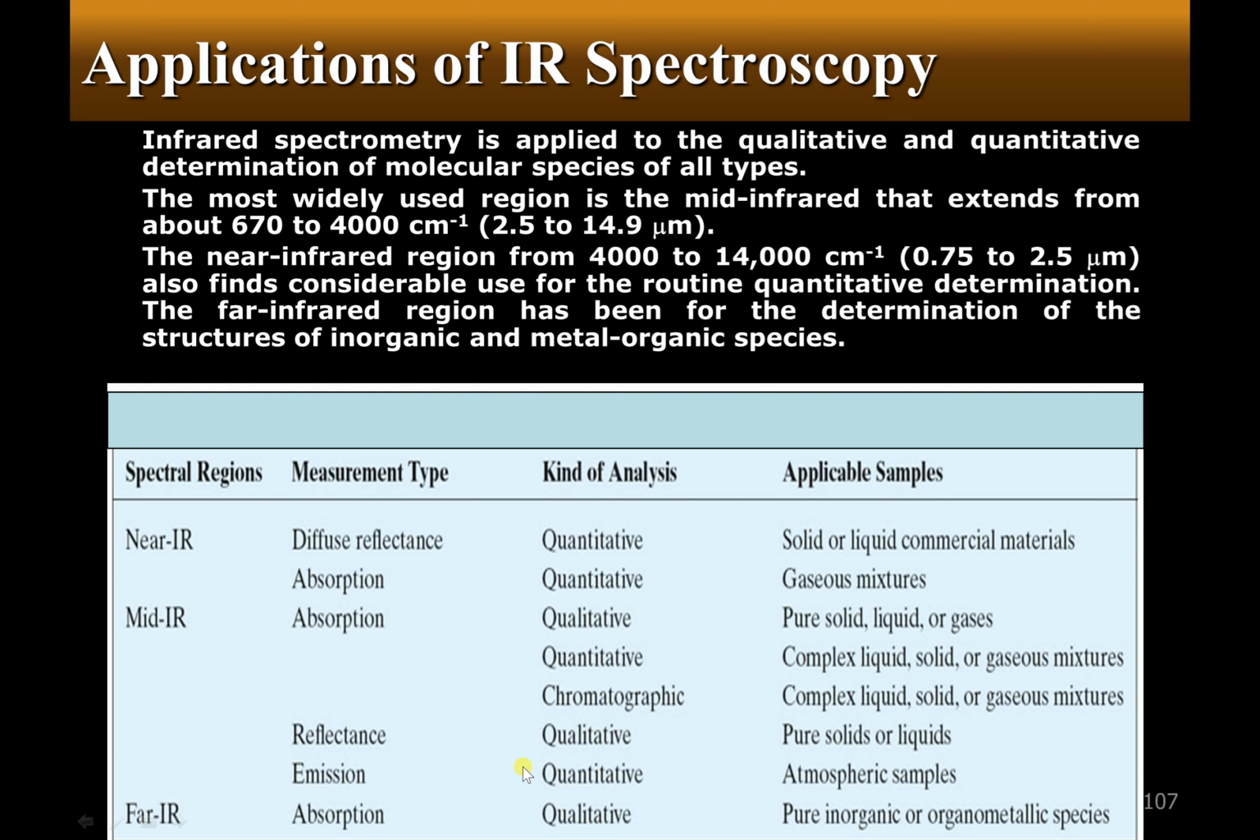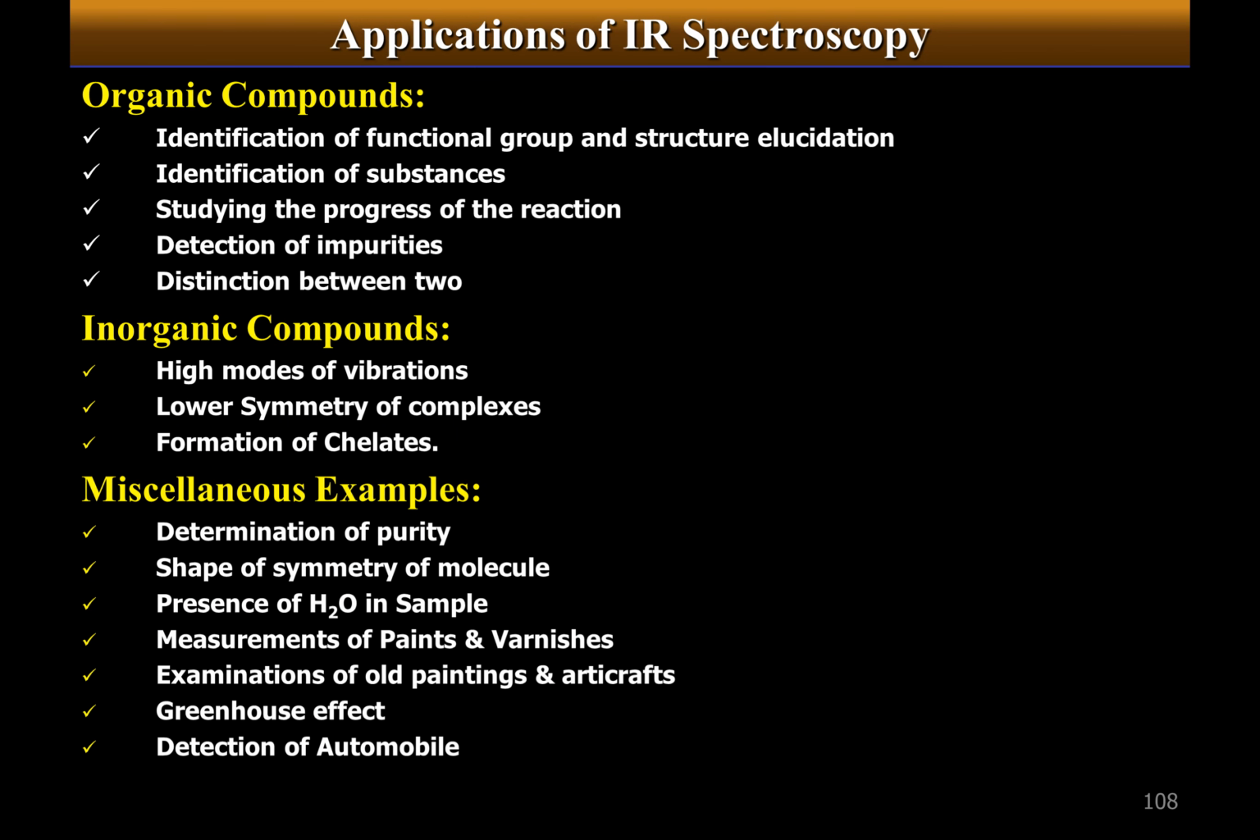FTIR is used for absorption, basically a type of spectroscopy, and it is qualitative in nature for pure inorganic and organometallic complexes or chelates. Applications of IR spectroscopy for organic compounds are mainly qualitative: identification of functional groups and structural elucidation, and identification of substances by superimposing and matching the IRs with a standard, checking that the fingerprint region also matches perfectly.